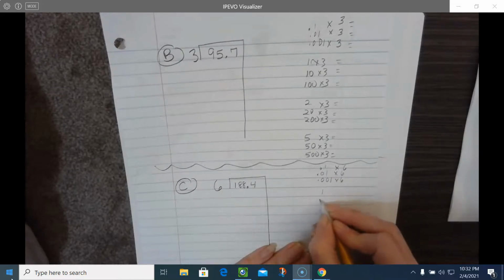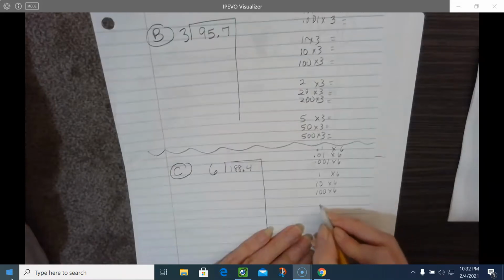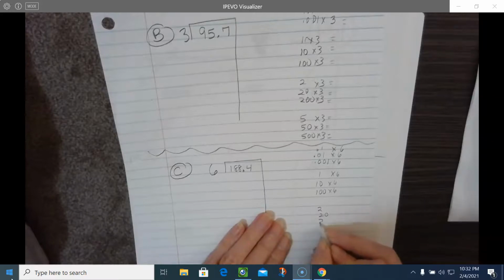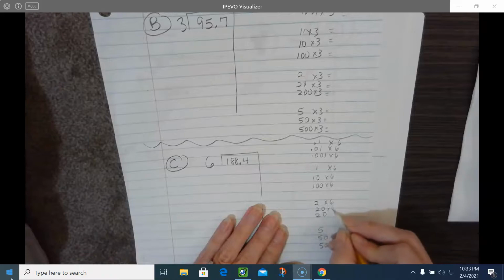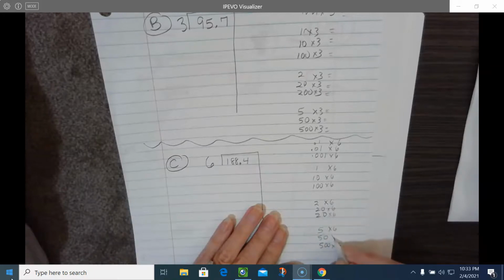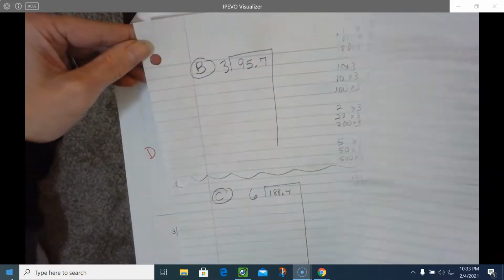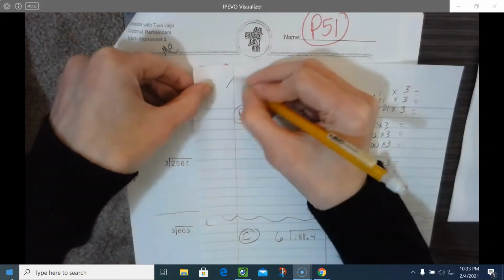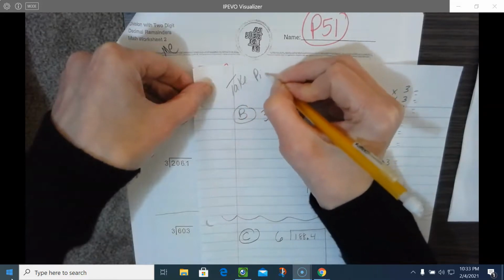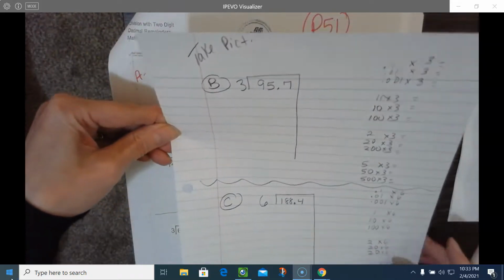And then you move into 1, 10, 100 times 6, and then the 2s, and then the 5s. Okay, all times 6. Okay, so A, you're going to take a picture. B and C you are going to do on your own, and then you will take a picture in Seesaw. And then we're going to do 2 more.